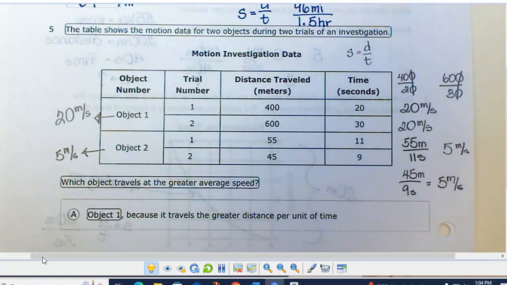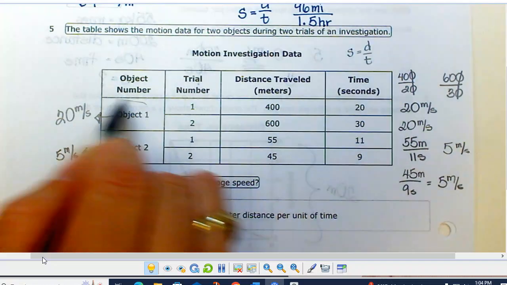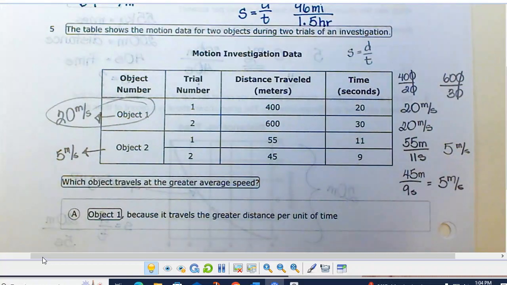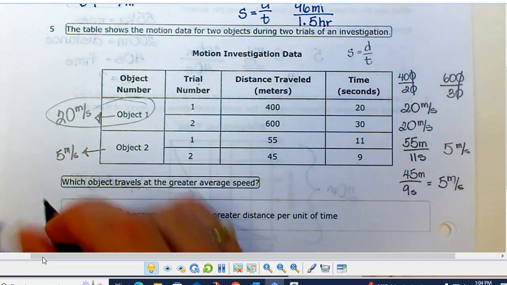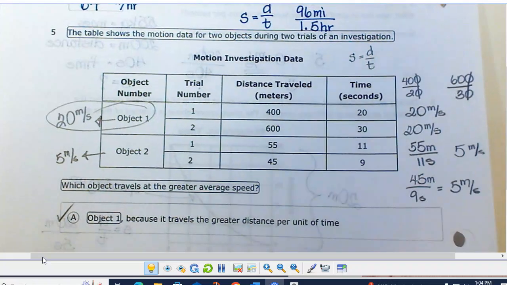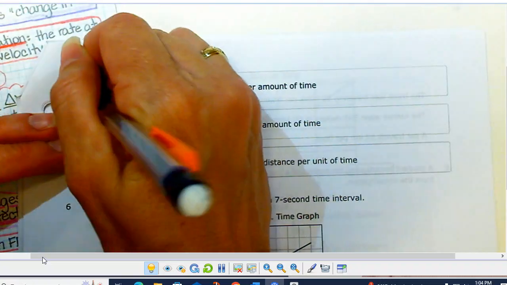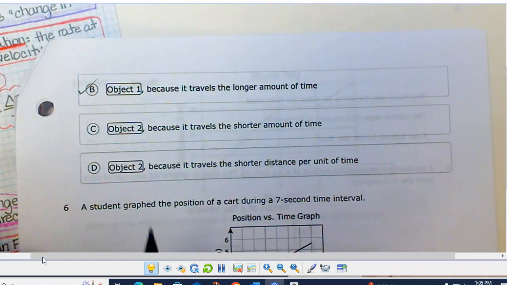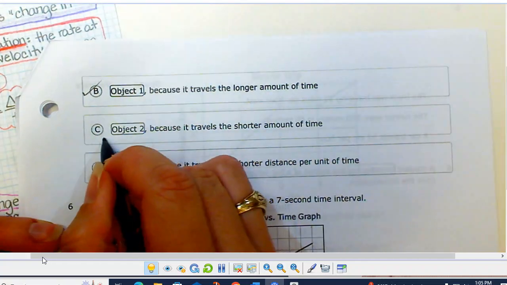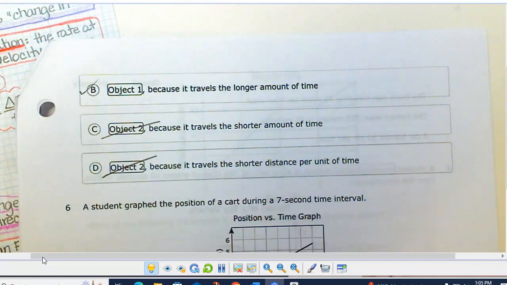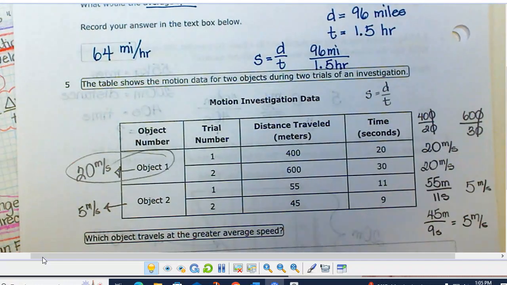All right, so let's look through our answers. First of all, which object travels at the greater average speed? We need an answer that starts off by saying object 1. This might be it, but not necessarily. Object 2 is not faster, so I can eliminate C and D. All right, so let's look at the rest of the answer.